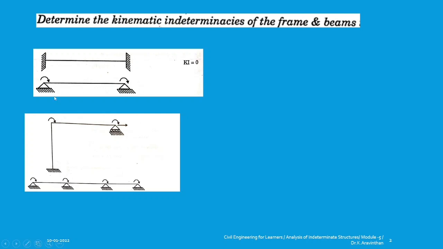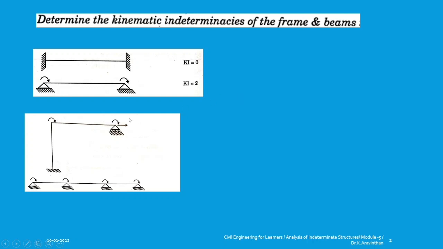And how many support reactions are here? This is a hinged end, you have 2 reactions, and this is also a hinged end, 2 reactions, that is 2 plus 2 is 4. So 6 minus 4 will be 2 here. So your kinematic indeterminacy is 2. What does it mean? This beam is able to displace in moment. It can rotate, so it is kinematically indeterminate. That is, it can rotate clockwise or anti-clockwise at both supports.